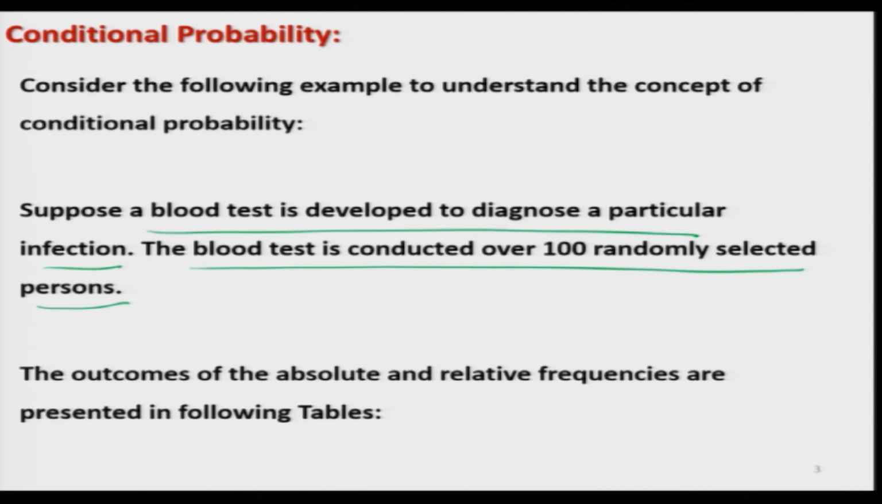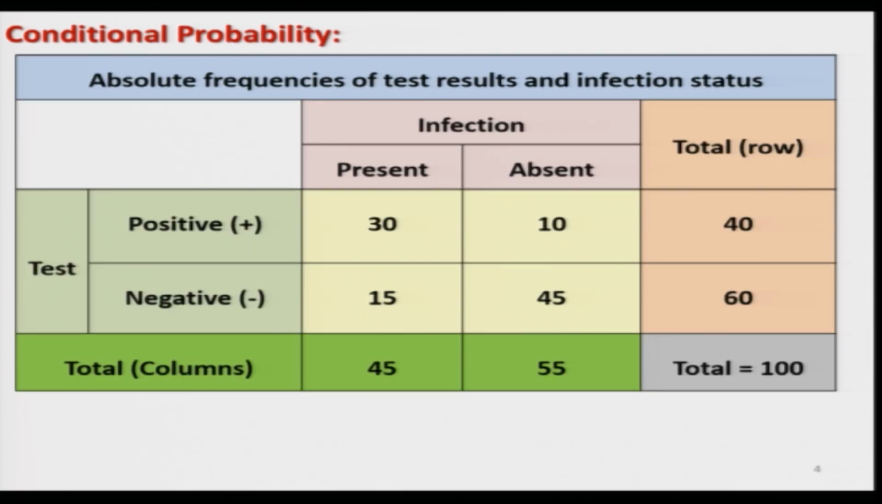These outcomes are recorded in terms of absolute and relative frequencies, and we present them in the following 2x2 contingency table. In this table we indicate the absolute frequencies of the test results, with the blood test given to 100 randomly selected people. We classify them with respect to the infection, whether it is present in their blood or absent, and then take the outcome of the test, positive or negative. Positive means yes, the infection is present, and negative means the infection is absent.